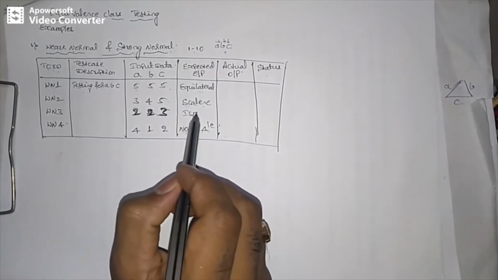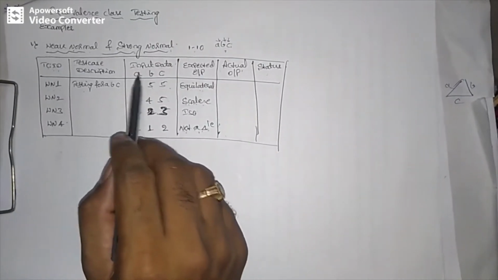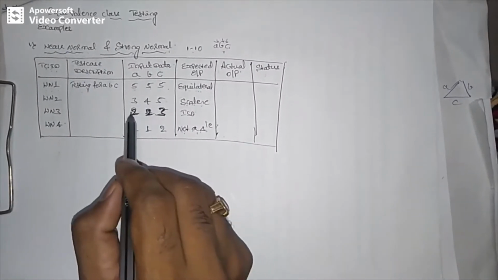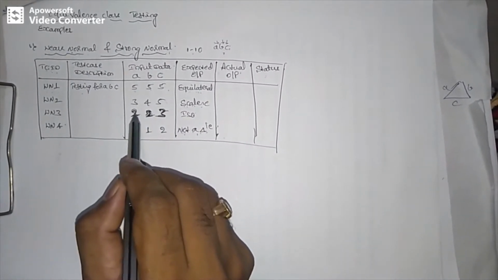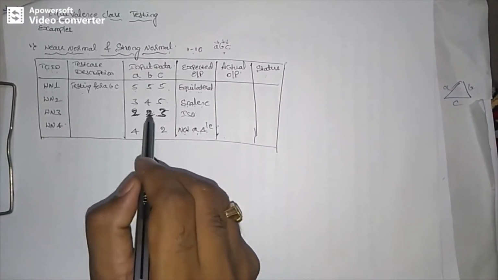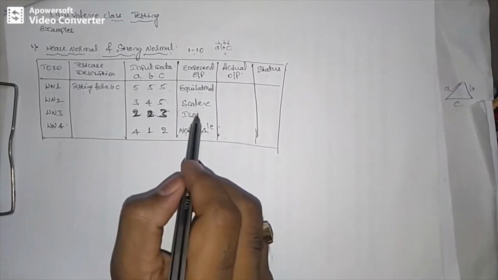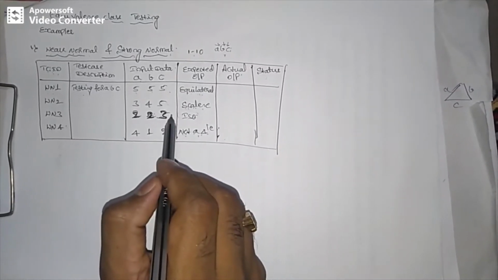Then to generate the isosceles triangle, you know that any two input parameters should be the same and the other can be different. For example, here I have specified 2, 2, 3. So I am going to generate isosceles. This kind of combination you can specify, a different set of combinations.